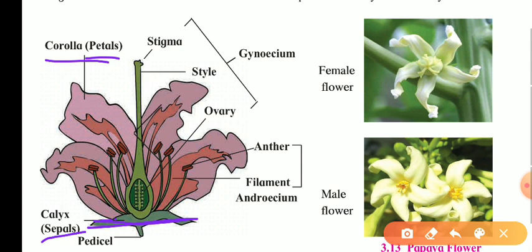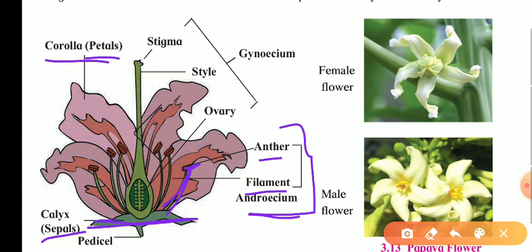And then the androecium and gynoecium. Androecium is the male reproductive organ of the flower, and its members are the anther and filament. You can see here the structure, this is the filament, and at the top we have the anther.